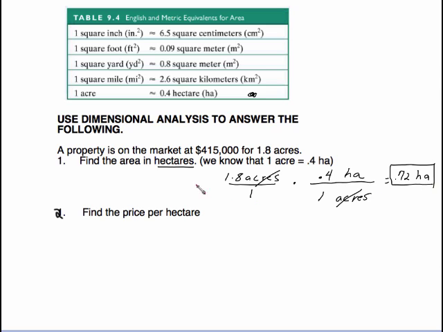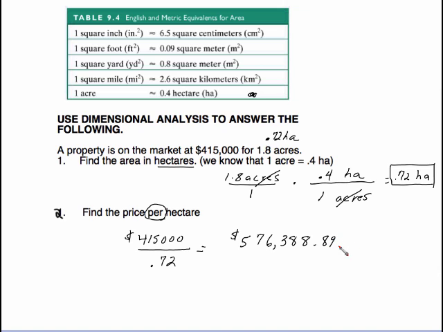So what we're looking at is the fact that we've spent $415,000 for 0.72 hectares. So now we want to find the price per hectare. Now remember, per means divide. So the price for this property is $415,000, and the amount of hectares is 0.72. So all we have to do is use the calculator and divide this out, and we're going to get $576,388.89 per hectare.